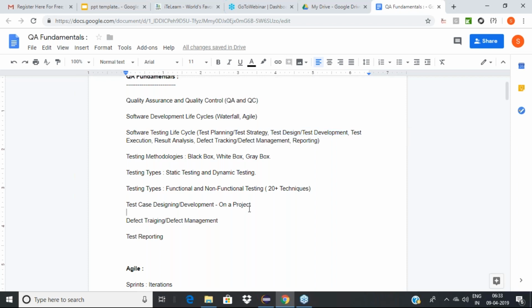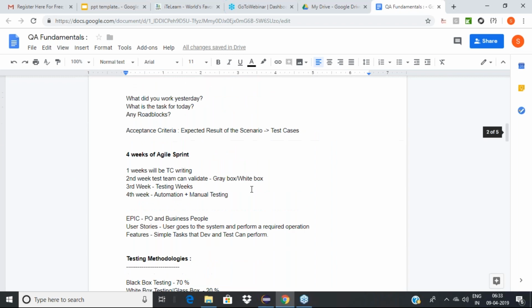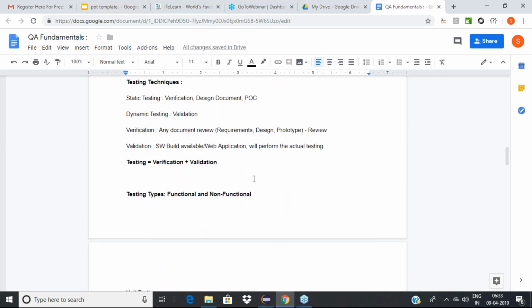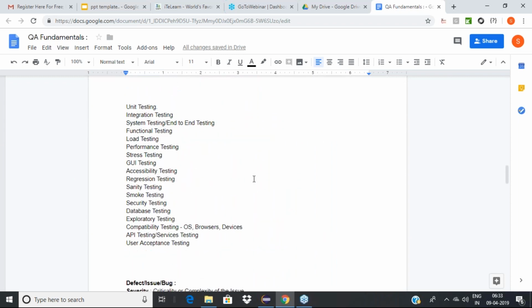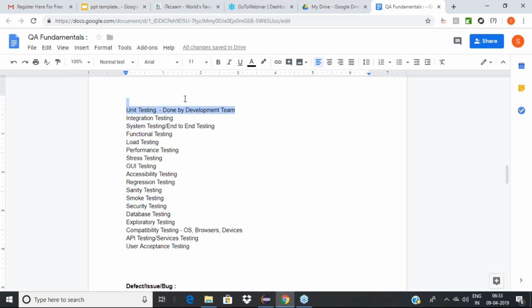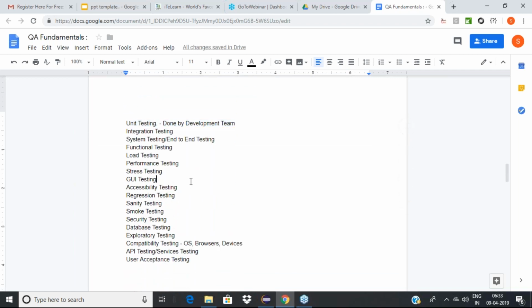Just to give you an idea, there are many different testing techniques. We're going to walk you through the list of them. It starts with unit testing, which is of course always done by the development team. You're not going to do this, but we'll define it and then move forward. But there are a lot of things that you are going to do.